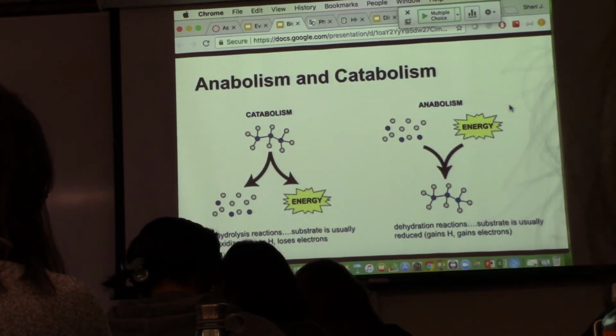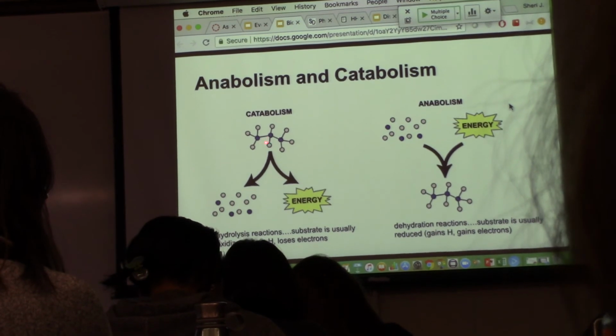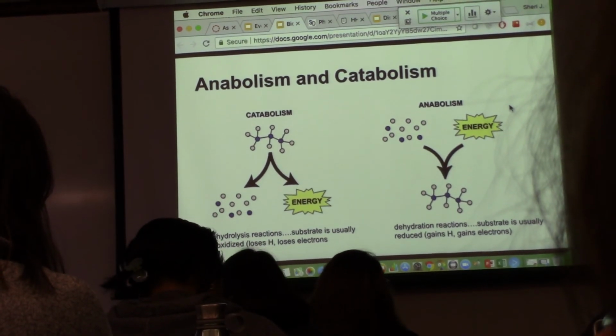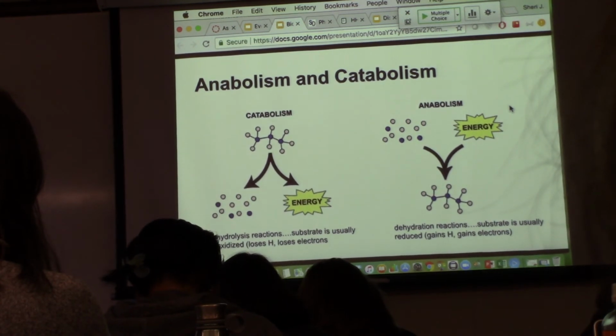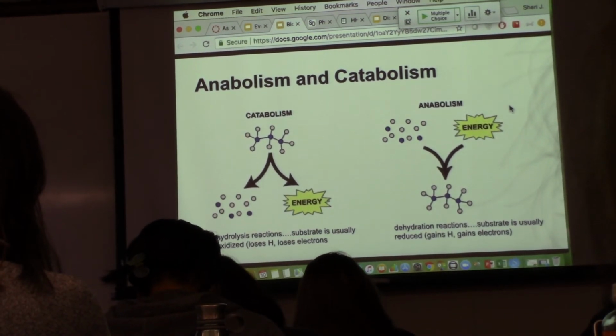All right, so here's just sort of a picture here of breaking down a big molecule into small parts and getting energy versus taking small parts, using energy to build a big molecule. Anabolism and catabolism.